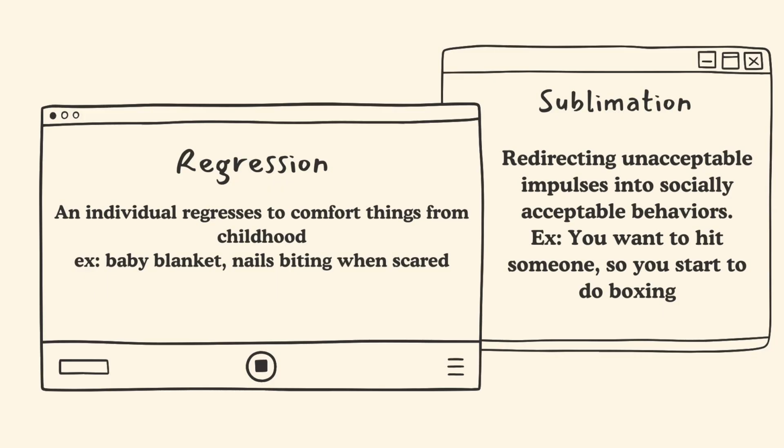Sublimation is redirecting unacceptable impulses into socially acceptable behaviors. This is pretty similar to displacement, but sublimation is more focused on the action itself, not the object. For example, you still want to hit someone, but you cannot. So you start to do boxing. So you have a socially acceptable behavior and an acceptable reason to actually punch somebody.